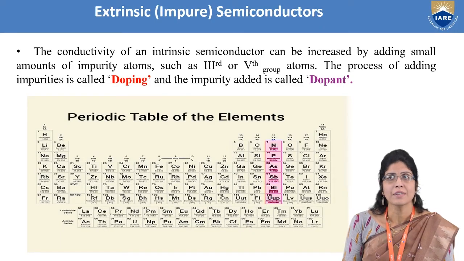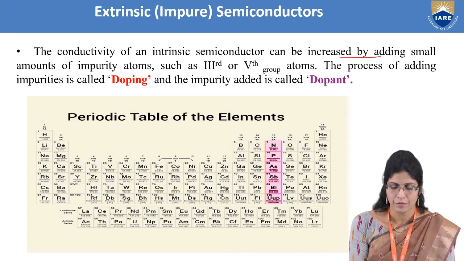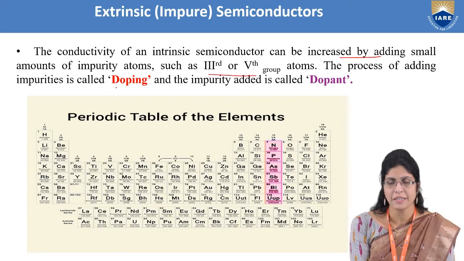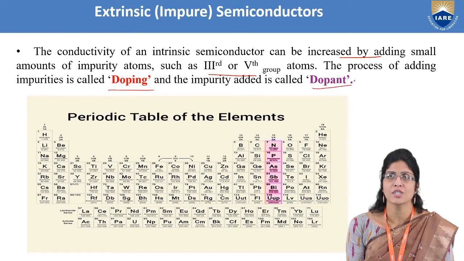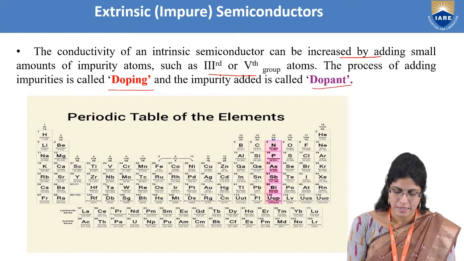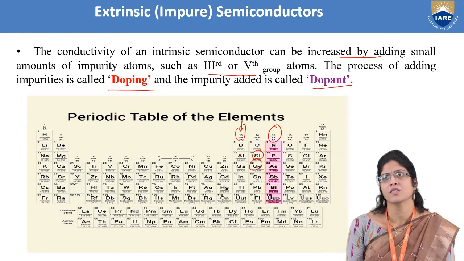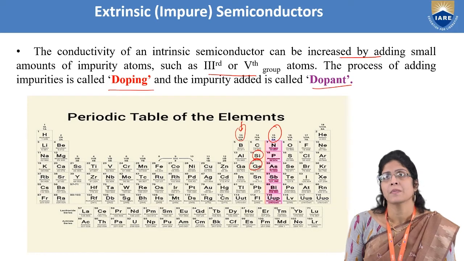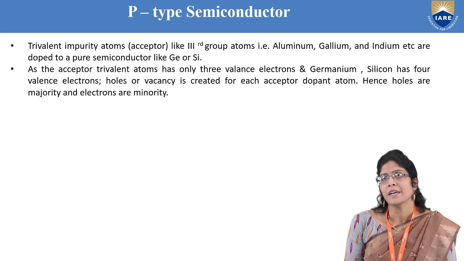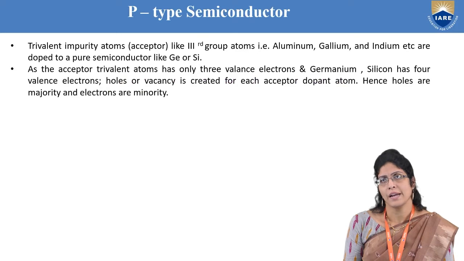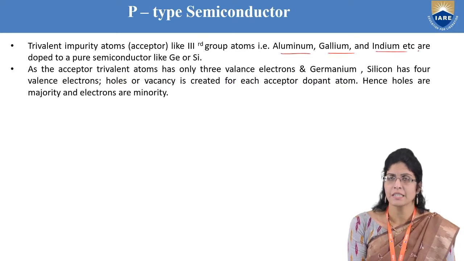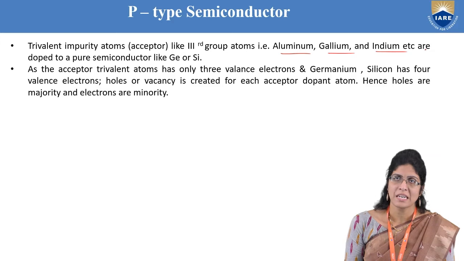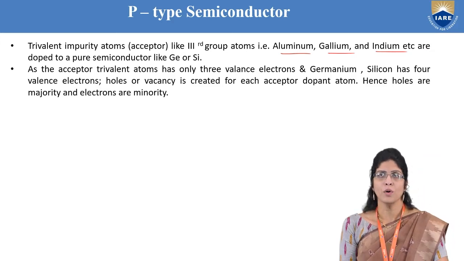The conductivity is enhanced with the third group or the fifth group, and this method is known as doping, and the impurity you add is a dopant. These are the fifth group and these are the third group elements, for the most studied intrinsic semiconductors, germanium and silicon, and even more are there in the periodic table. For the p-type semiconductor, trivalent impurities are added. It may be aluminium, gallium, indium, etc. to a pure semiconductor like germanium or silicon, which I have told you already.